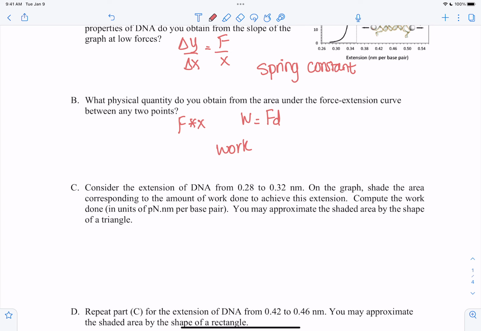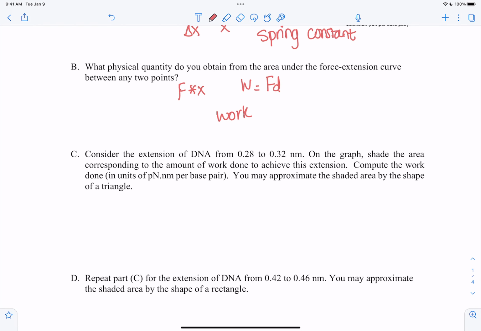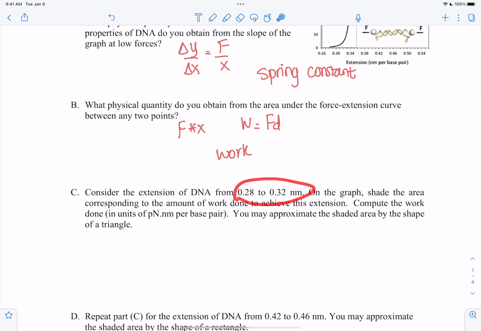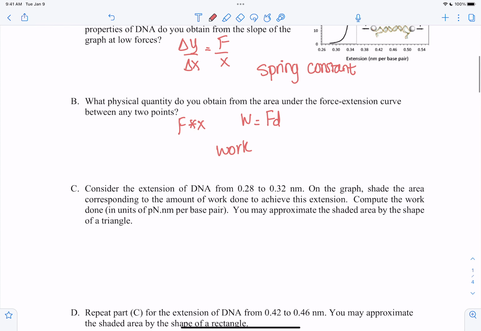Gotcha. That makes more sense. I was so confused why they just put a period there. Okay, fair enough. Piconewtons times nanometers per base pair. And that works out excellently because then we don't have to do any conversions either. We can just literally take these units along with these units, and we don't have to do a lot of work with conversions. So you may approximate the shaded area by the shape of a triangle.